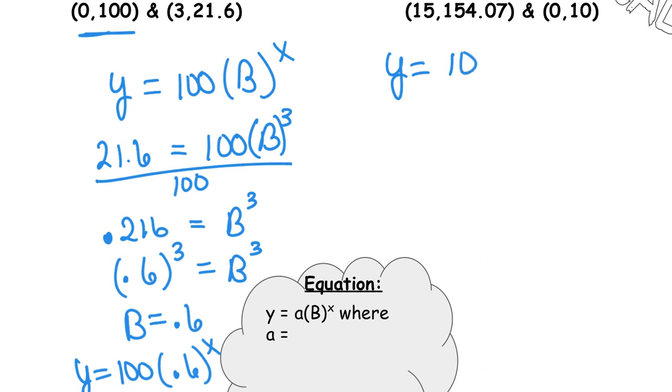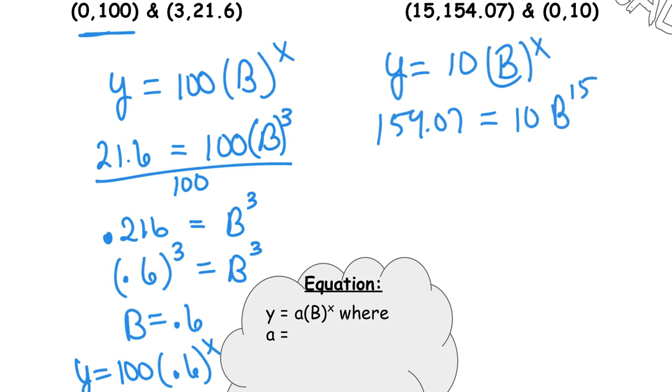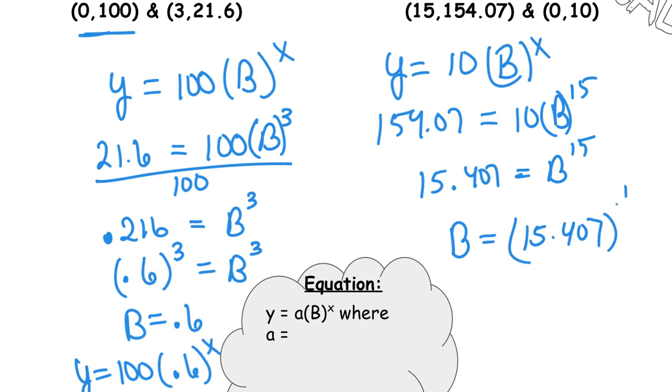Y equals 10 b to the x. Now we plug in some values: 154.07 equals 10 b to the 15. What happens when we divide by 10? 15.407 equals b to the 15. Isn't that going to be b equals 15.407 to the 1/15th?